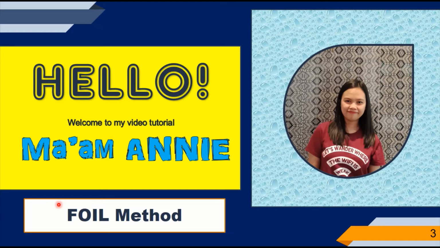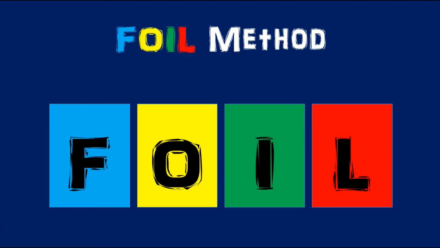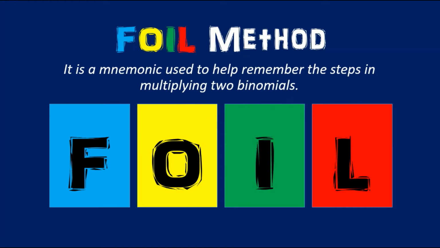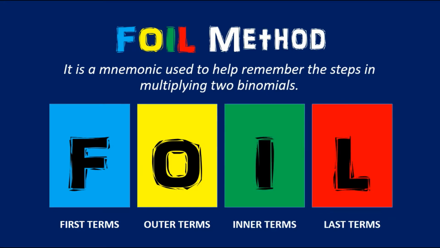And for today's topic, let us define first what a FOIL method is. When we say FOIL method, it is a mnemonic used to help remember the steps in multiplying two binomials. F stands for first terms, O stands for outer terms, I stands for inner terms, and L stands for last terms.